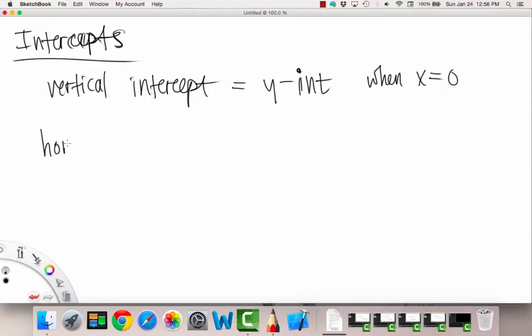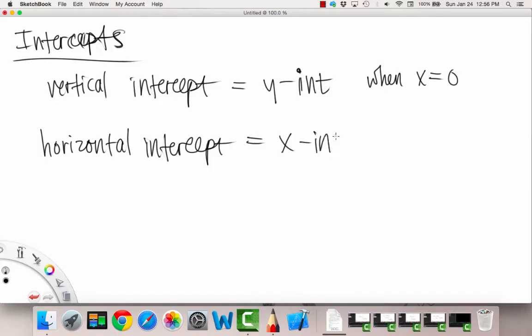On the other hand, we also have what's called a horizontal intercept. This is our x-intercept, when our graph crosses the x-axis, so that would be when the value of our function, our y, is equal to 0. It's kind of an opposite thing. When it crosses the x, that means y is equal to 0. When it crosses the y, that means our x equals 0.